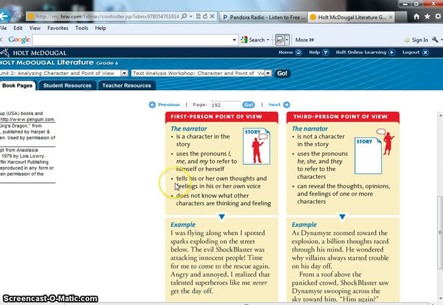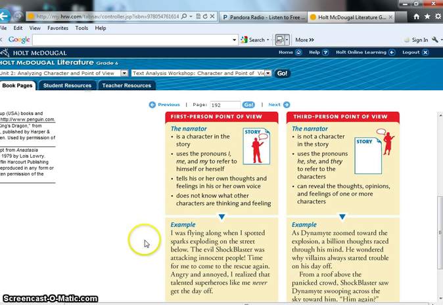The narrator tells his or her own thoughts and feelings in his or her own voice. The narrator does not know what other characters are thinking and feeling. The narrator just knows how he or she feels. And you can see from this graphic right here that in first person point of view, the narrator is in the story telling the story.